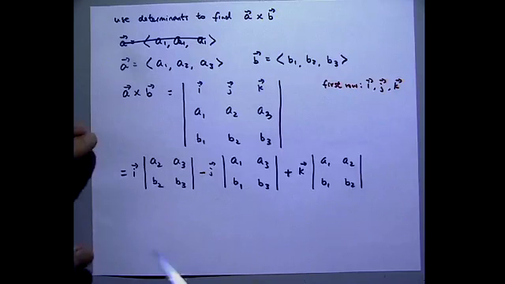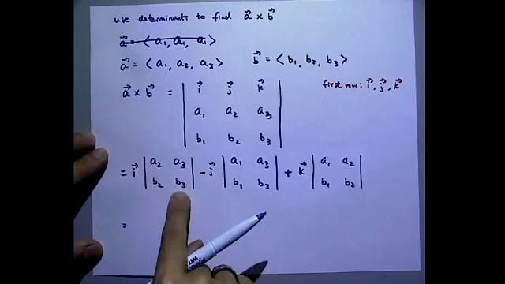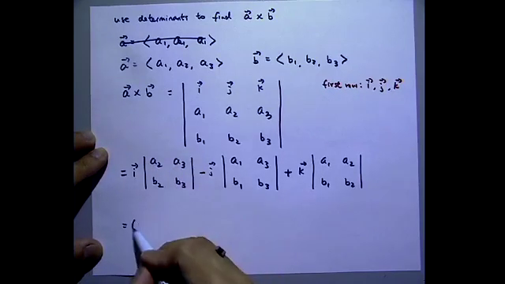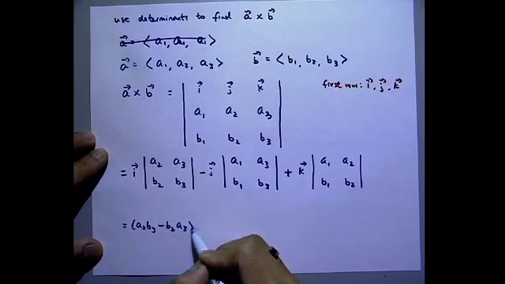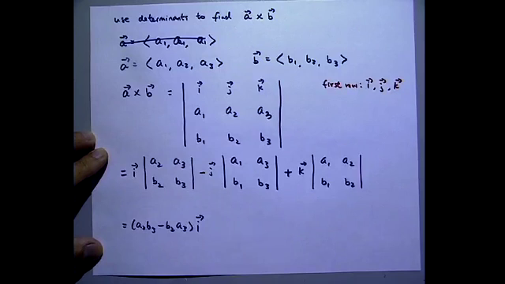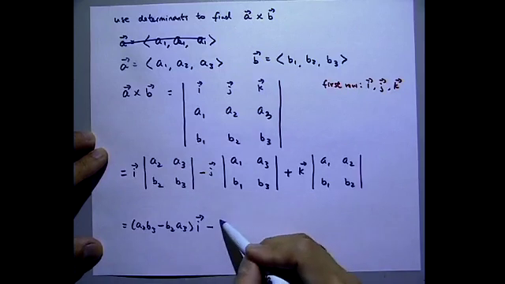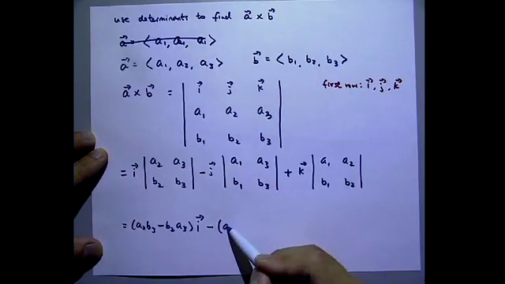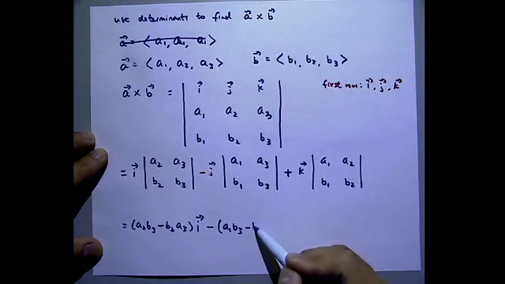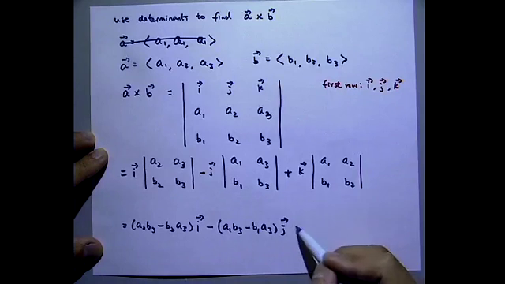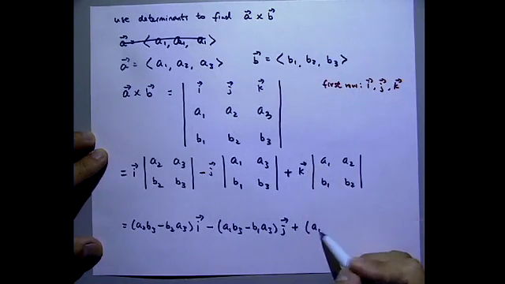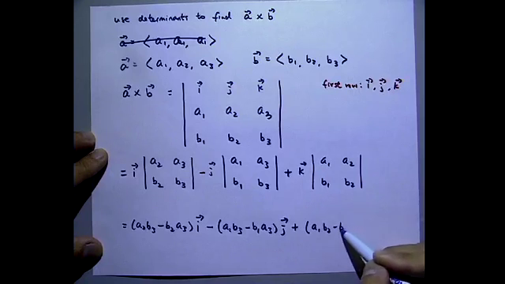Okay, then we finish this up. A2, B3 minus B2, A3, I, right? Negative A1, B3 minus B1, A3, J. And finally, A1, B2 minus B1, A2, K.